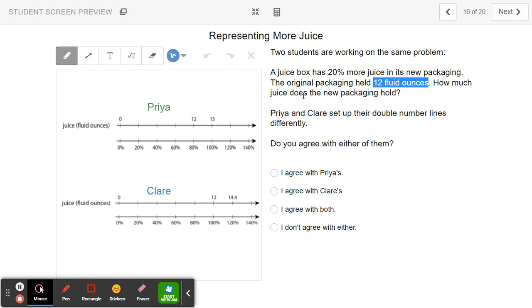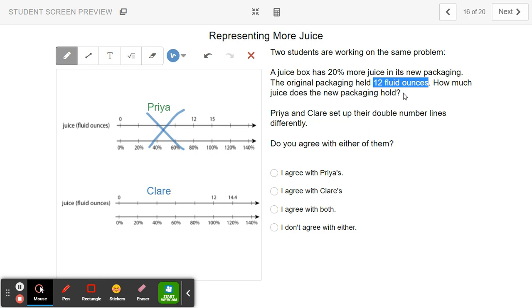Okay, so I'm already thinking some things here. I know first I have to look for the 100% matching up with 12 ounces. So I'm going to look at Priya first. Priya has 12 ounces matching with 80%. Okay, so I don't think that's it, just because of that first thing, right? I know the 12 has to be 100, so I'm going to look at Claire. Her 12 does match with 100, so far so good.